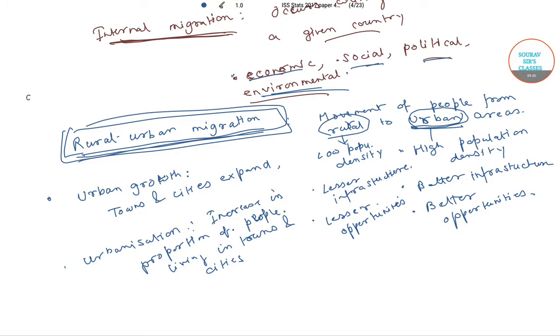Now another reason for migration is marriage, that is, the females move from one part to another after marriage. So marriage is also one of the reasons for migration.